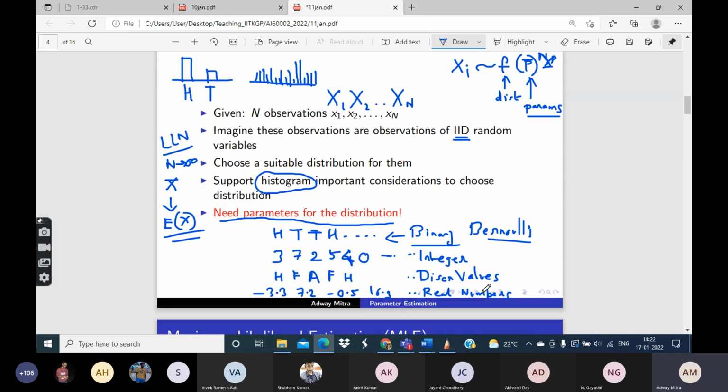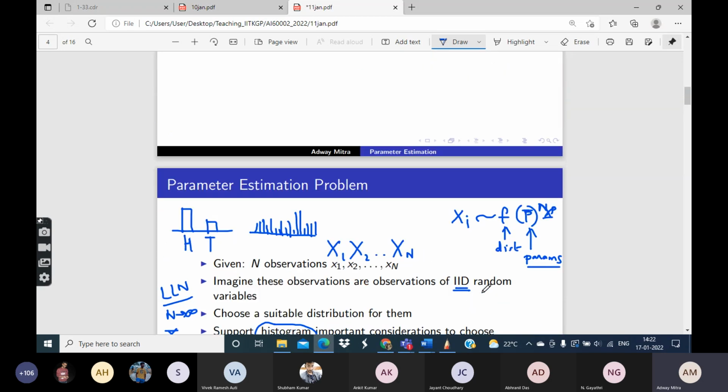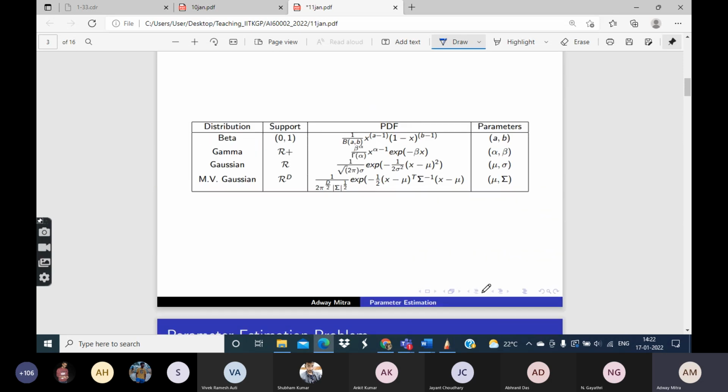Now let us come back to the case where the observations which we have got are real numbers, right? So in case they are real numbers, we have to go for continuous random variables. Continuous random variables are those whose support sets are continuous. In some cases they may be all the real numbers, in some cases the positive real numbers, in some cases real numbers within a particular interval, and in other cases they may even be real valued vectors.